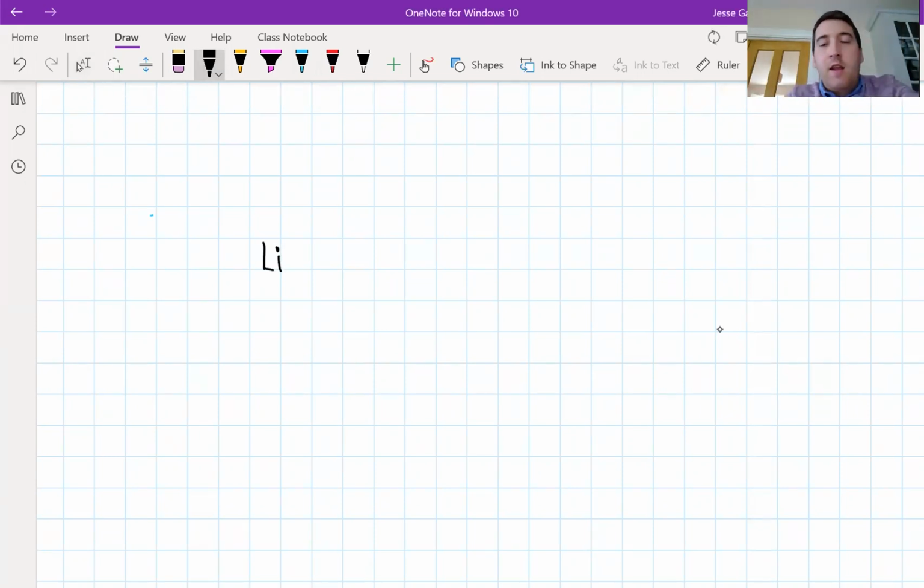Now, lithium has an atomic number of 3 if you look at your periodic table. What this means is that lithium has 1, 2, 3 protons, and each one has a positive charge. So we'll say there are 3 positive charges. It also has 3 electrons, 1, 2, 3, and each one has a negative charge. That's why overall our atom is neutrally charged, because there are equal numbers of protons and electrons.